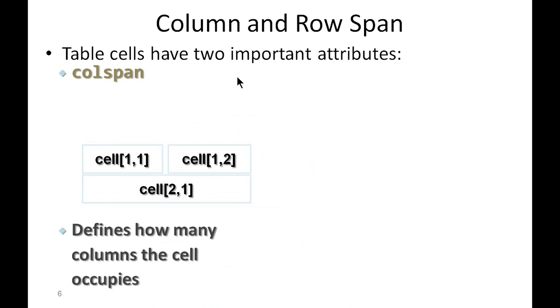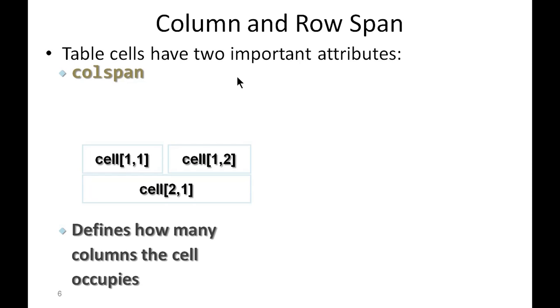Now you can see there are two attributes that define the cell. Column span is the first attribute. The spelling is colspan, the tag used is colspan, column span. It means how much space the column will be taking. Below, it defines how many columns the cell occupies, meaning how many columns a cell is occupying.